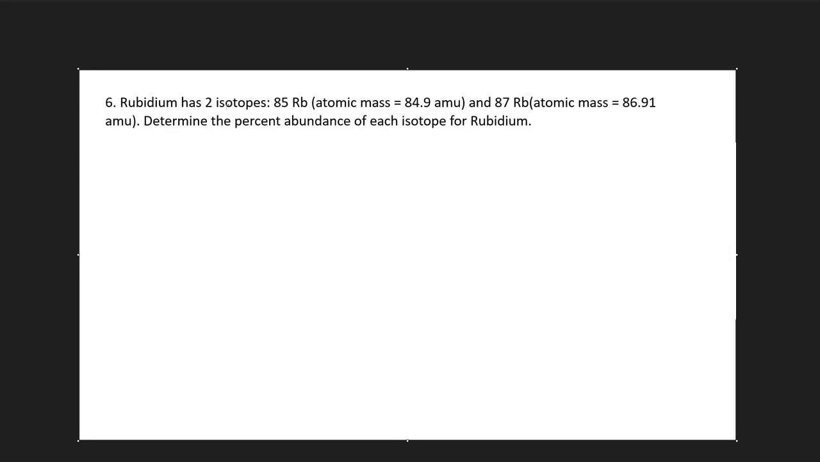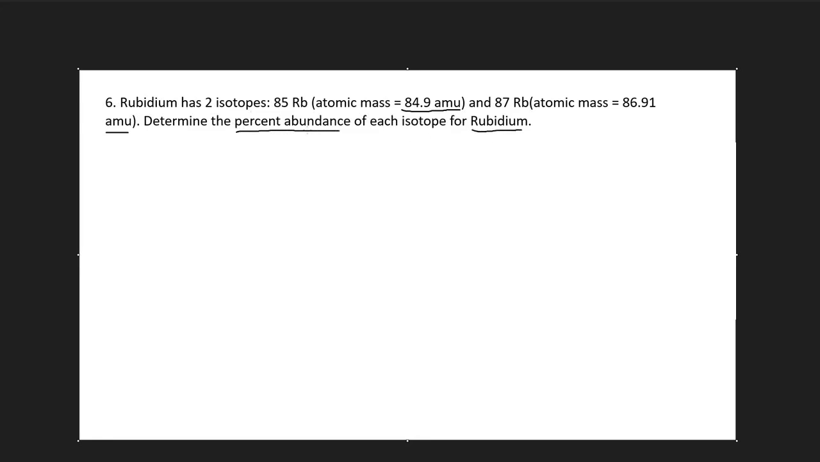Alright, so this is a question you can expect to see if you're taking grade 11 university preparation for chemistry. It says rubidium has two isotopes. 85 rubidium has an atomic mass of 84.9 AMU and 87 rubidium has an atomic mass of 86.91 AMU. So it wants us to determine the percent abundance of each isotope for rubidium.